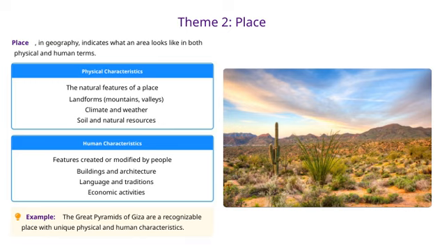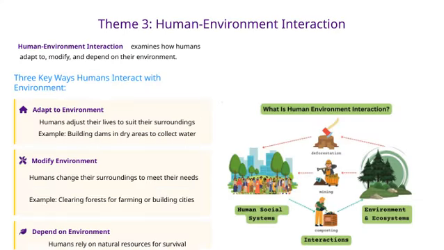And of course, economic activities, what people do to earn a living, are a key part of what makes a place special. As an example, think about the Great Pyramids of Giza. They are a very recognizable place because of their unique physical features, like their size and shape, and their human characteristics, such as the ancient civilization that built them. Understanding these physical and human characteristics helps us appreciate what makes each place unique and how they contribute to the overall picture of geography.